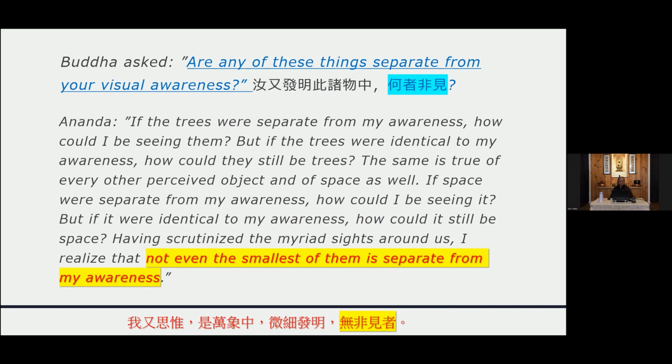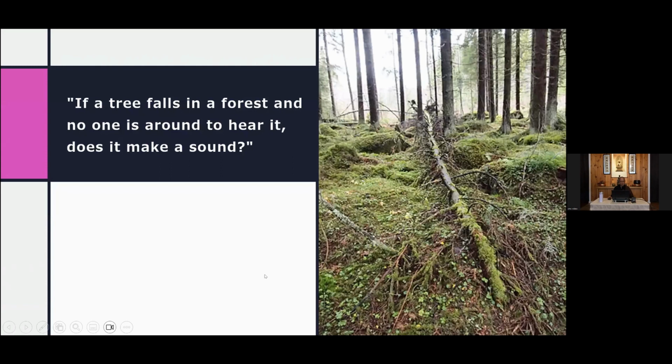Having scrutinized the mirage sights around us, I realized that not even the smallest of them is separated from my awareness. It's a long answer. See, when we meditate, when we try to find out the true mind, then we contemplate, right? Contemplate deeper and deeper. And when we can realize that all the perceived objects, including the mental objects, are not our true mind, then we have to know, without your awareness, do those things exist? Okay, basically these two questions are asked by these questions.